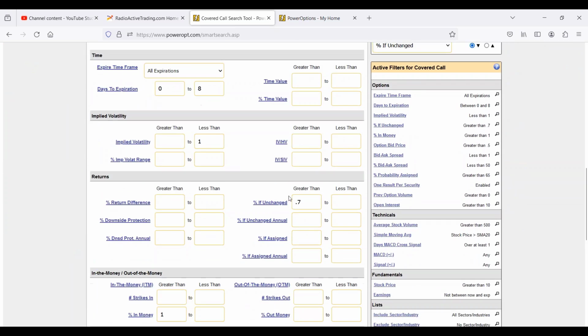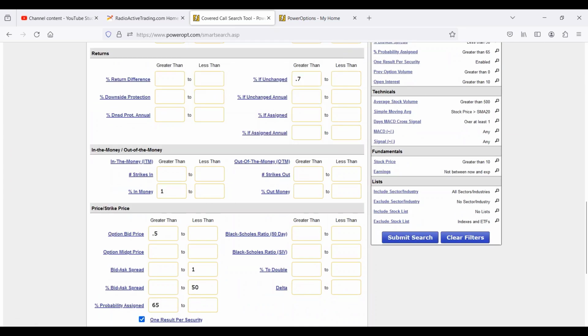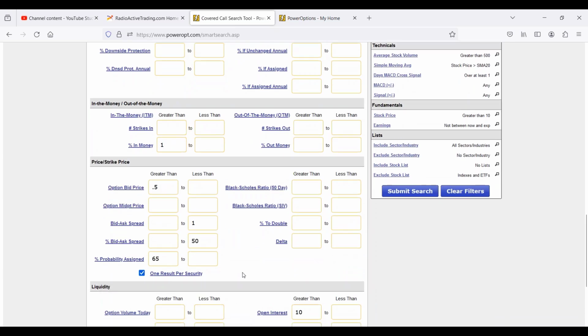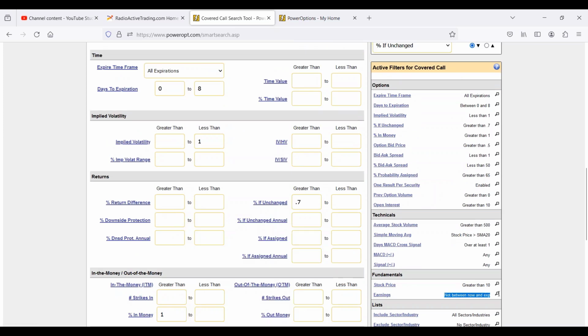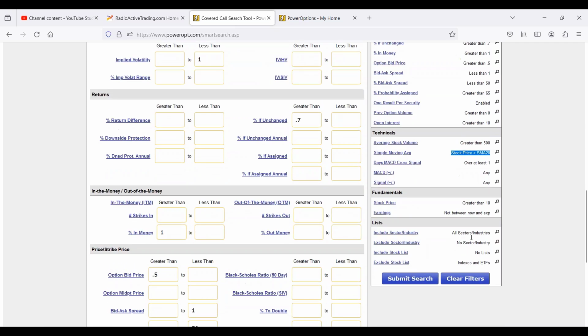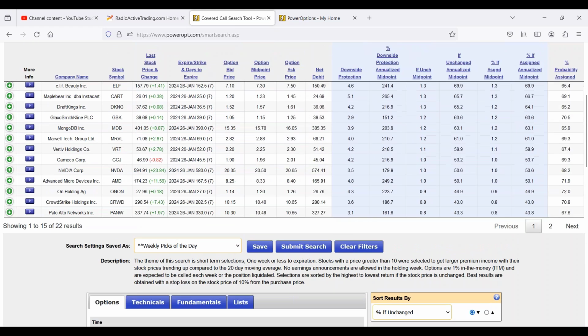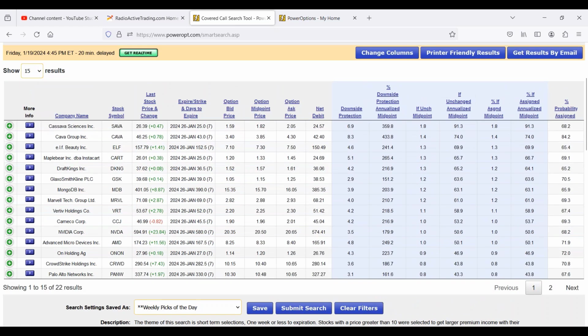The results of that testing period using lower implied volatility of less than 1, minimum 0.7% if unchanged, at least 1% in the money, at least a 65% probability assigned or higher. Earnings, of course, not between now and expiration, stock price just greater than 10. Positive MACD crossover by at least 1 day, 500,000 average shares per day, and a stock price greater than the SMA 20, as well as avoiding indexes and ETFs to look for that better return. That's what came out the best.